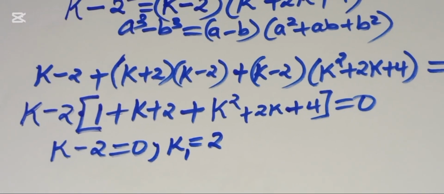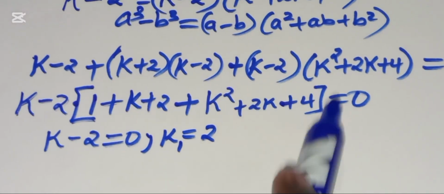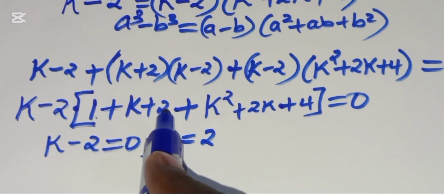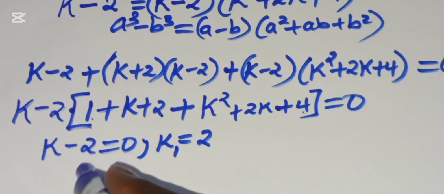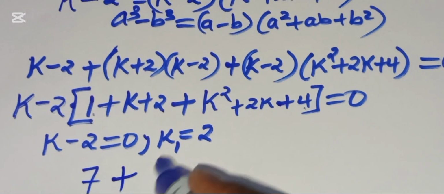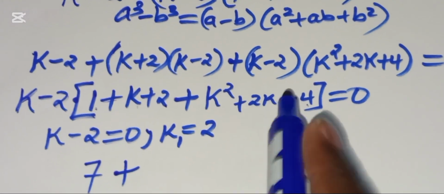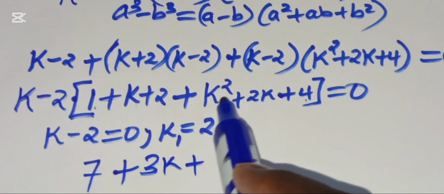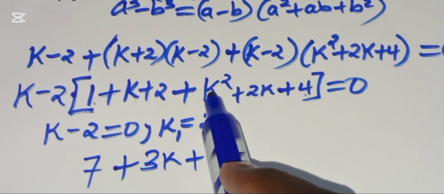Okay, so let's deal with what is in the parentheses. We have 1 plus 2 plus 4, which is equal to 7, plus k plus 2k, this is equal to 3k, plus we have k squared.